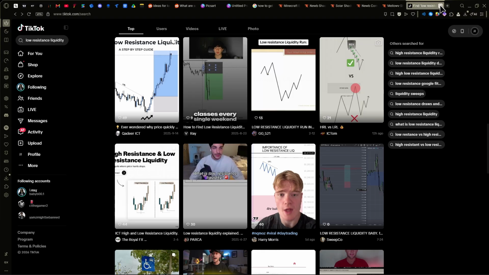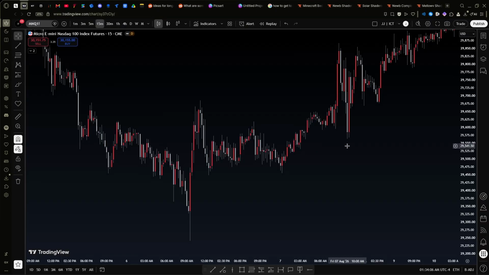Okay, but now you understand that low resistance conditions or liquidity runs are not on the chart. It is not a formation. It is not a level of liquidity. It is instead the behavior and the quality of the price delivery within a kill zone, or within a liquidity run. That's why it's called low resistance or high resistance liquidity runs.